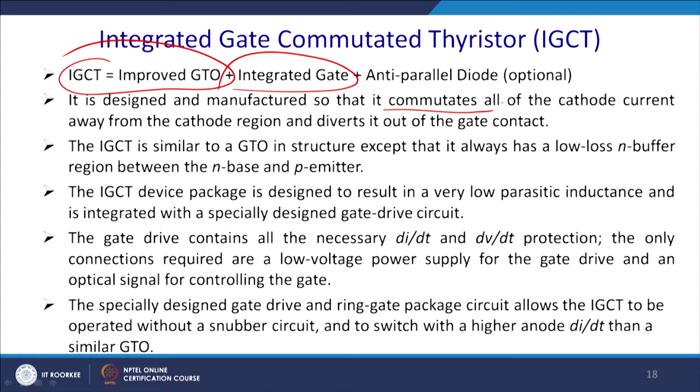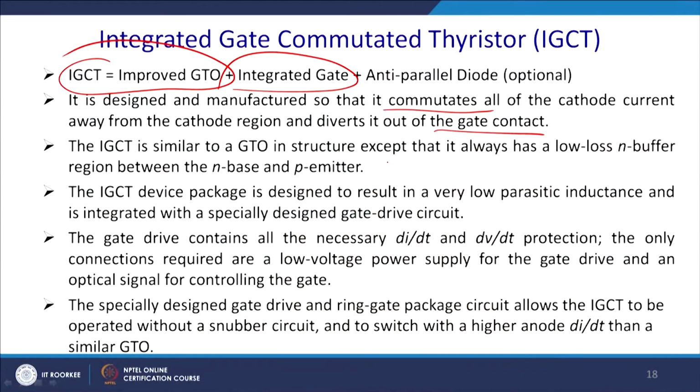It is designed and manufactured so that it commutes all the cathode current away from the cathode region and diverts it out of the gate contact. This is one of its biggest advantages. IGCT is similar to the GTO in structure, except that it has a low loss N buffer. That is one advantage of it. We had an N buffer region in the GTO, and here also you have a buffer region, but it is low loss, between the N base and the P emitter. So, the conduction loss of the IGCT is considerably lower than the GTO.